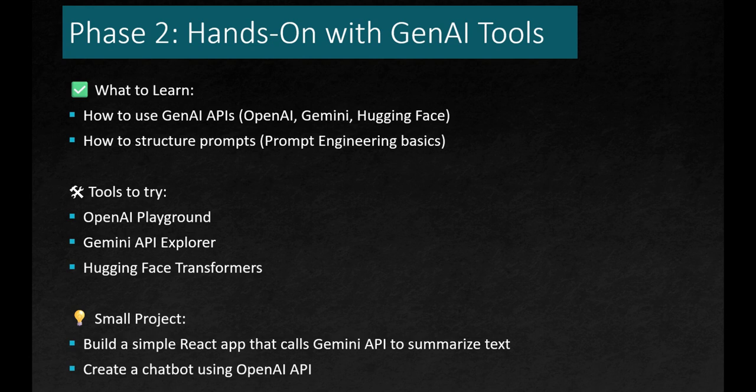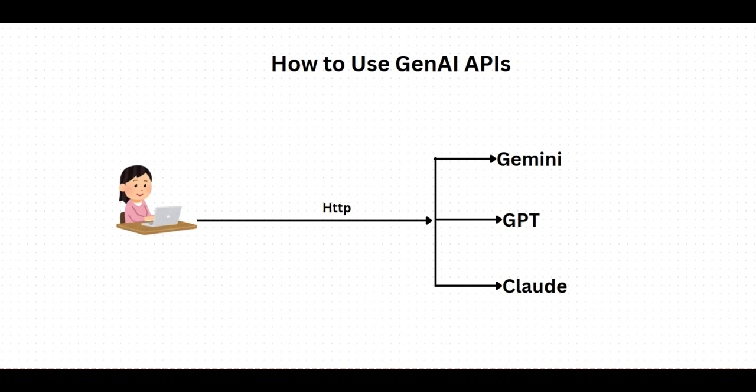After understanding the basics of generative AI, the next phase is hands-on learning, getting practical with Gen AI tools and APIs. In this phase, you can explore how to use popular Gen AI APIs, the basics of prompt engineering, how to structure prompts, and the tools to try. So now let's first understand how to call these Gen AI APIs.